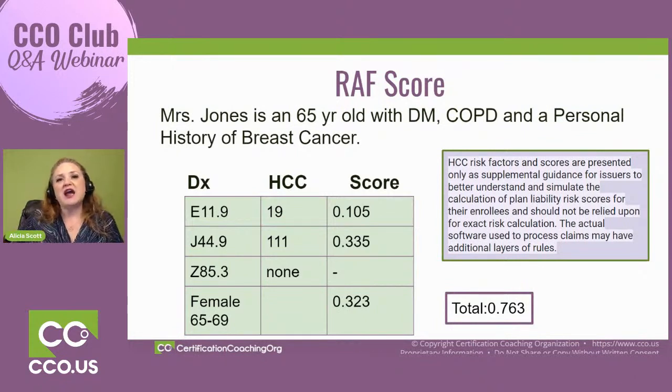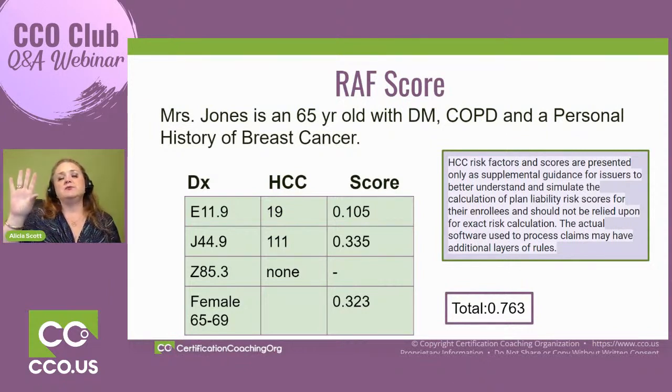Now, what's our average RAF score? 1. And we haven't even reached that, and we have a diabetic patient with COPD. But that's because she's female and she's 65 years old as well. Now, very, very interesting, right? So the average is a 1, and she's still below the 1 for her age group and being female.